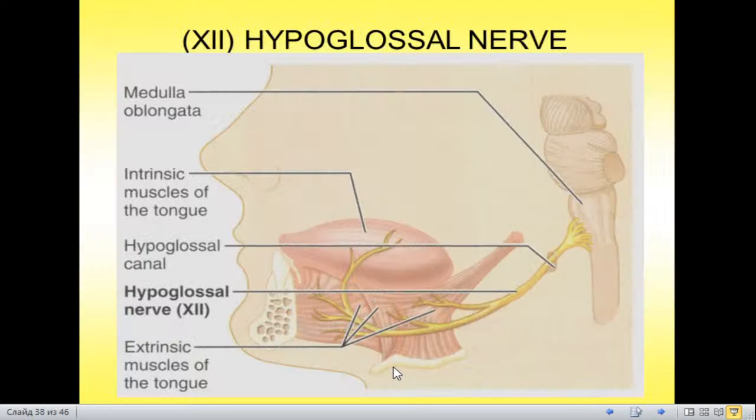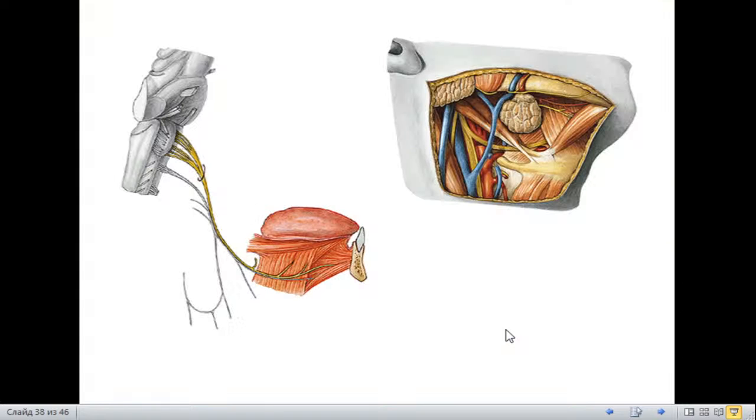Hypoglossal nerve, nervus hypoglossus, it is formed by union of spinal nerves. It has one motor nucleus, nucleus motorius nervi hypoglossi, and it exits cranial cavity through hypoglossal canal. Then it gives off branches to all intrinsic and extrinsic muscles of the tongue, and gives off one branch which joins cervical plexus to form ansa cervicalis to supply infrahyoid muscles.